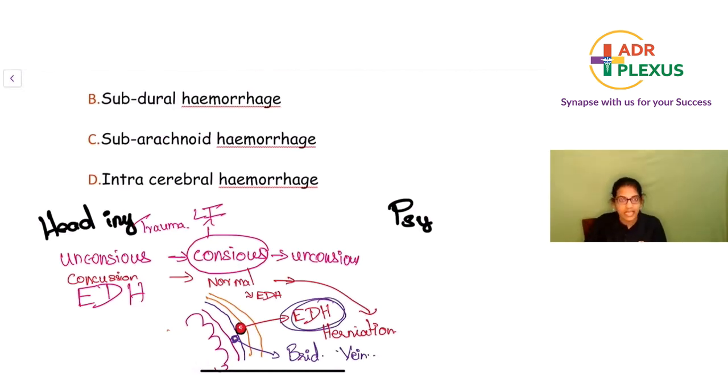In psychiatry, the word lucid interval is used in case of the patient being sane. He's sane between two insane periods. Sorry. So between two insane periods, if he's sane, then that's called a lucid interval.